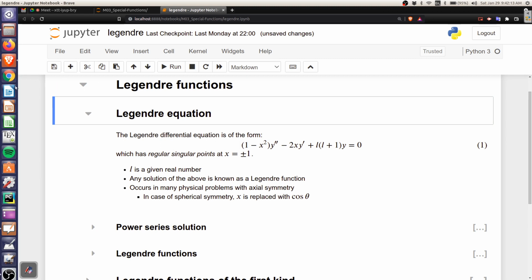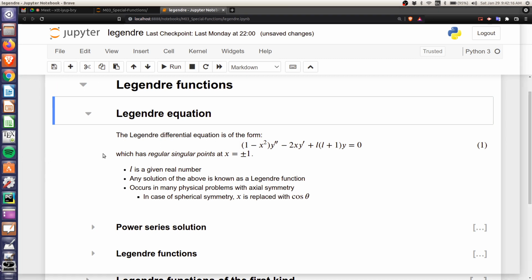In physics, of course, there is a convention here. Can anyone tell me what's the difference between these two? Let me write this here. Now that we are talking about these primes, what is the difference? Let's start with y prime. Y prime means the first derivative, so dy by dx, right? And y double prime means the second derivative, d square y by dx square.